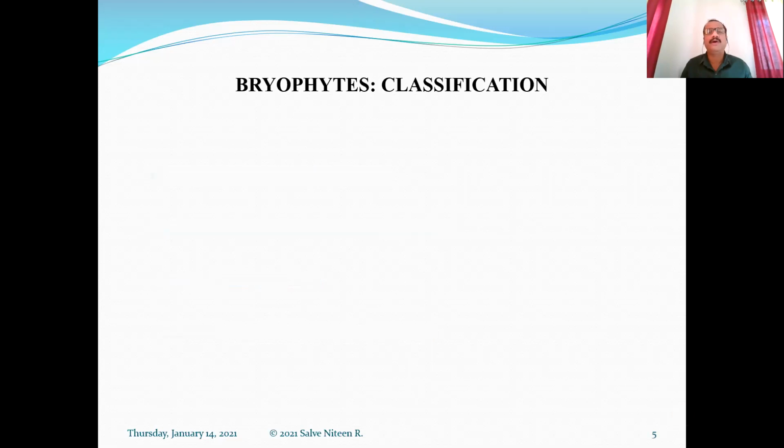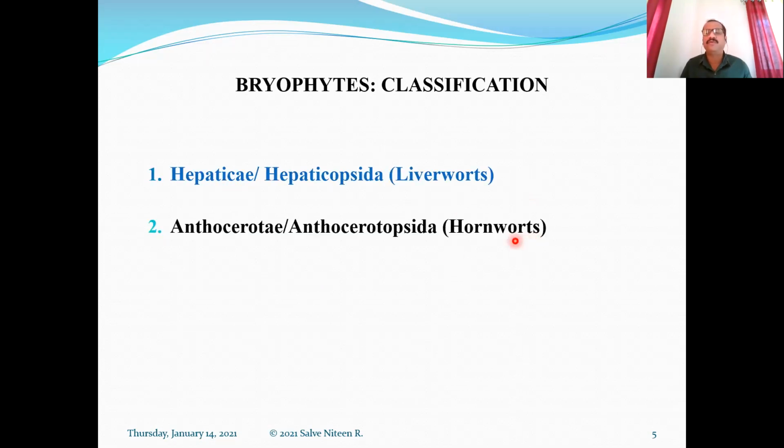These three classes also have common names. Hepaticae are commonly called liverworts. This term is derived from the Latin word hepatic, which means liver. As the plants belonging to the first class of Bryophytes look like the liver of animals, they are called liverworts. Similarly, Anthocerotae are called hornworts, because their sporophytes look like the horns of cows and buffaloes.